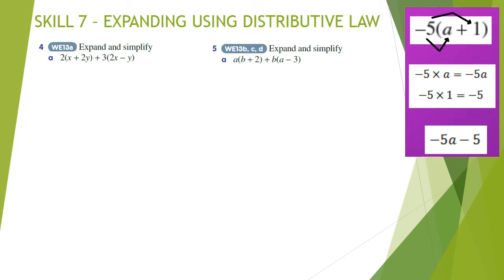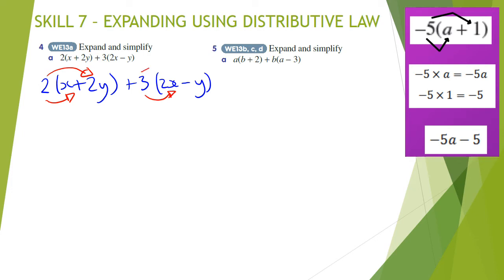Here are some longer questions where there's more terms. So we've got 2 out the front of x plus 2y. And then we're adding 3 out the front of 2x, take y. So we draw our arrows in, and we've got 2x plus 4y plus 6x take 3y.